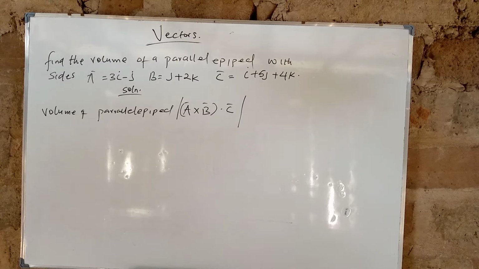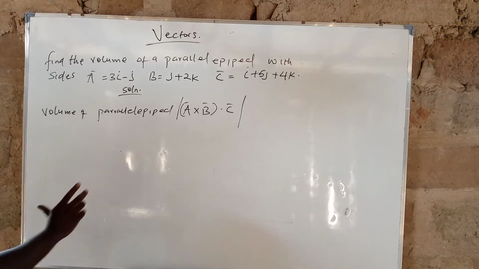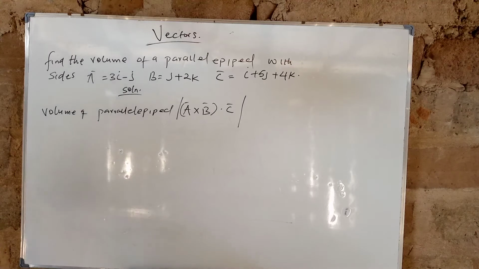Find the volume of a parallelepiped with sides given by the three vectors. Whenever, under vectors, you are asked to calculate the volume of a parallelepiped, that's the formula you're going to use, and that is it.